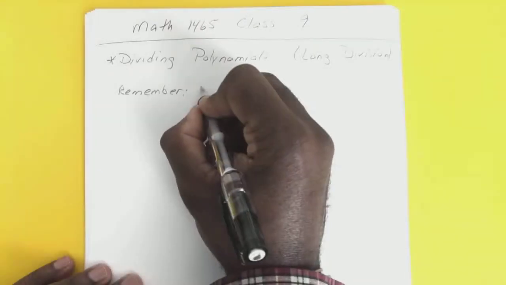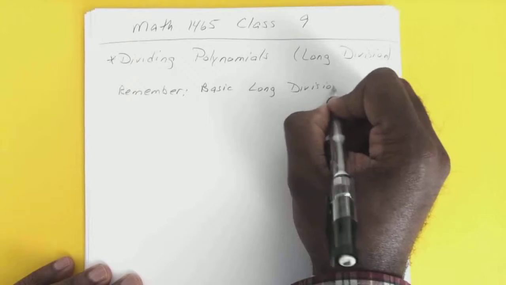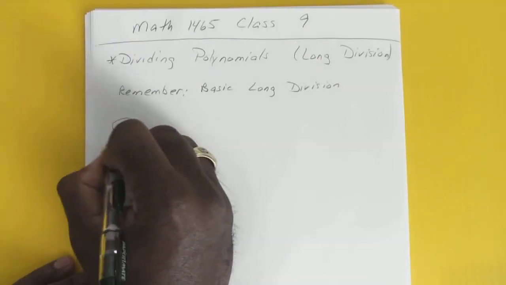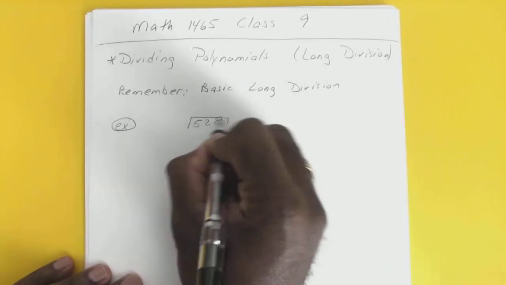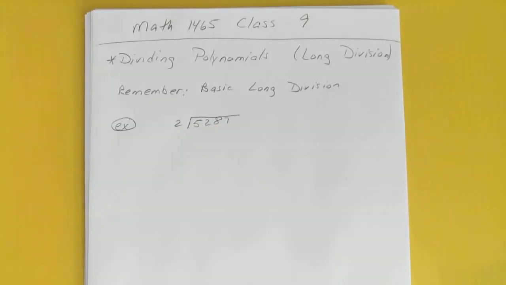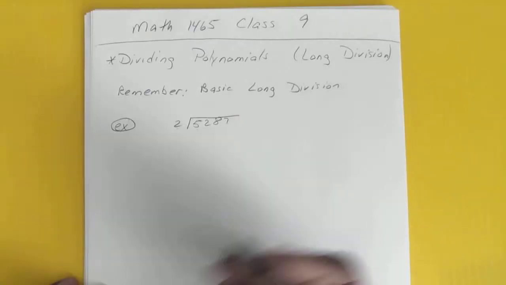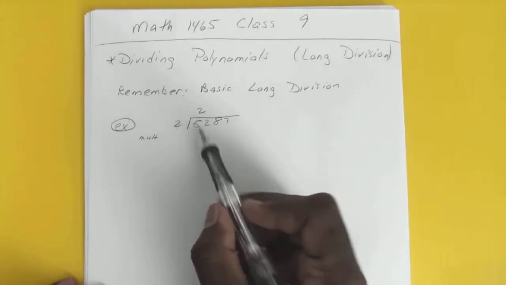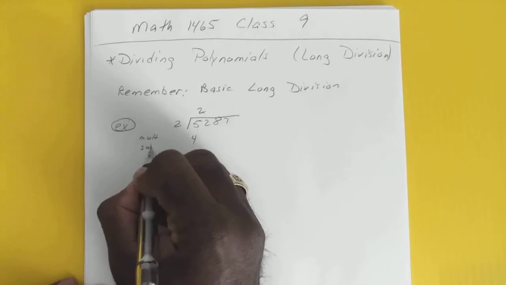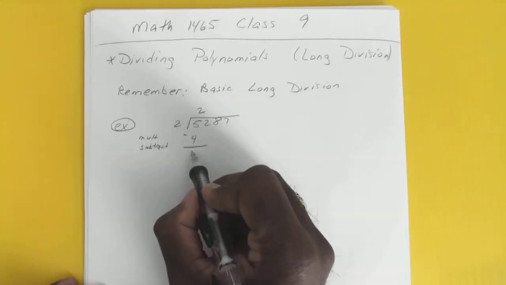Okay, so let's say we remember a basic long division. For example, let's say we have 5,287 divided by 2. The first thing we have to do is find out how many times 2 goes into 5. Well, it goes in there twice. So now we multiply 2 times 2, which gives us 4. Then we subtract. So 5 minus 4 is 1.